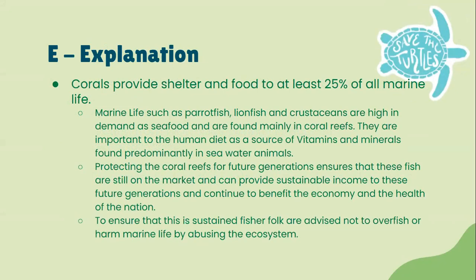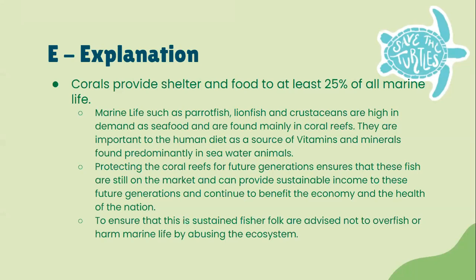Explanation. Corals provide shelter and food to at least 25% of all marine life. Marine life such as parrotfish, lionfish, and crustaceans are in demand as seafood and are found mainly in coral reefs. They are important to the human diet, a source of vitamins and minerals found predominantly in seawater animals. Protecting the coral reefs for future generations ensures that these fish are still on the market and can provide sustainable income to the future generations and continue to benefit the health of the nation.